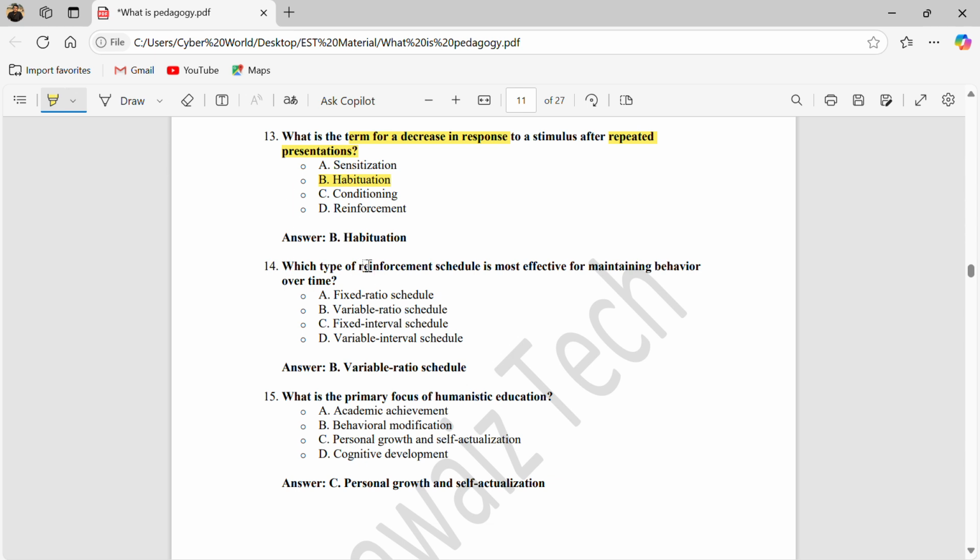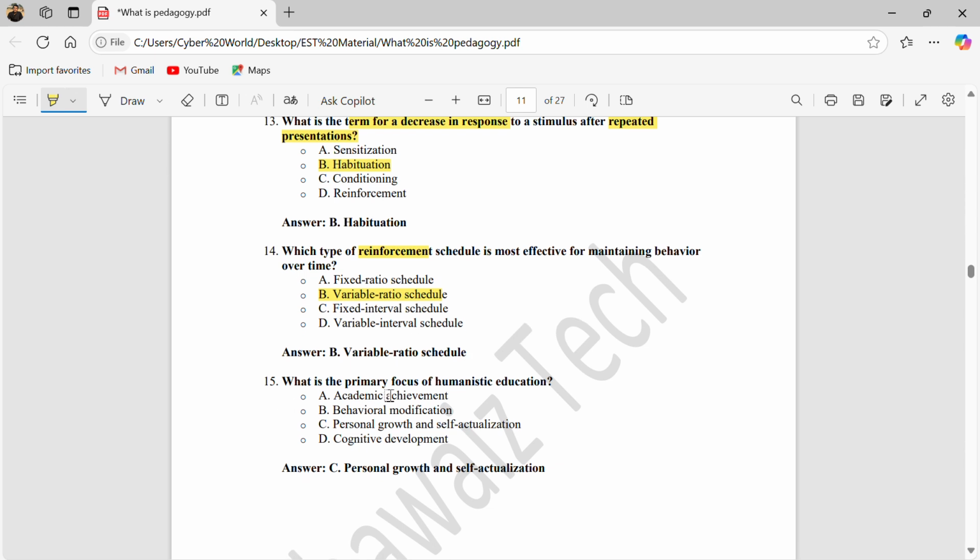Which reinforcement schedule is the most effective for maintaining behavior over time? So which is the most effective from below? Fixed ratio schedule, variable ratio schedule, fixed interval schedule, or variable interval schedule? If you have a variable ratio schedule, then this type of reinforcement schedule is the most effective for maintaining the behavior of students over time. So the correct answer is variable ratio schedule.